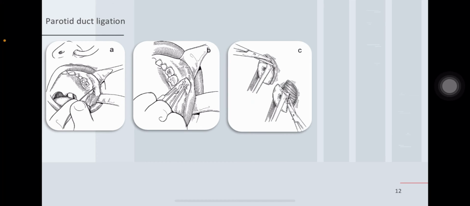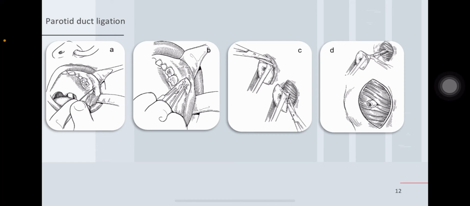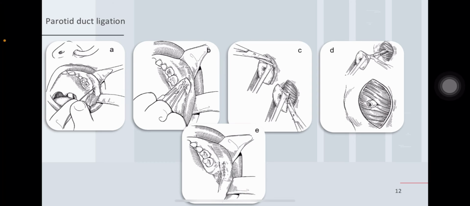In picture C, you see the papilla is grasped using a clamp and retraction is placed on the duct while dissecting the duct free from the surrounding tissue using scissors. In picture D, you see the duct is ligated twice with 3-0 silk suture, and the papillary mucosa is excised by transecting the distal portion of the duct. The duct is allowed to retract into the soft tissue of the cheek, and the oral mucosa is sutured loosely with a 3-0 chromic suture.